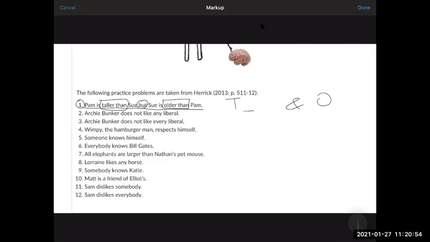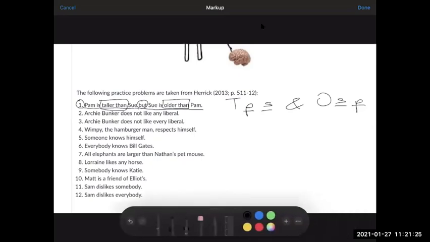Now, these are two-place predicates. When you say older than, it doesn't really make sense to say, for example, Bill is older than, and that's it, period. Older than what? Like, you need that second thing on here, right? So let's use lowercase p for Pam and lowercase s for Sue. How do you say Pam is taller than Sue in PL? Pam is taller than Sue, and Sue is older than Pam.